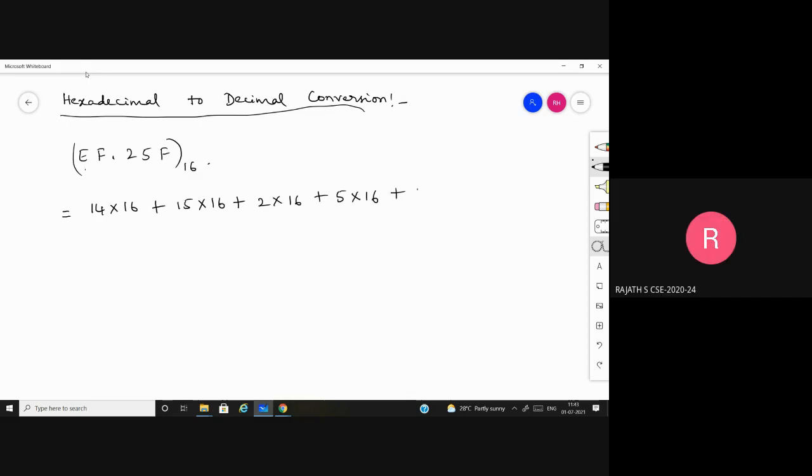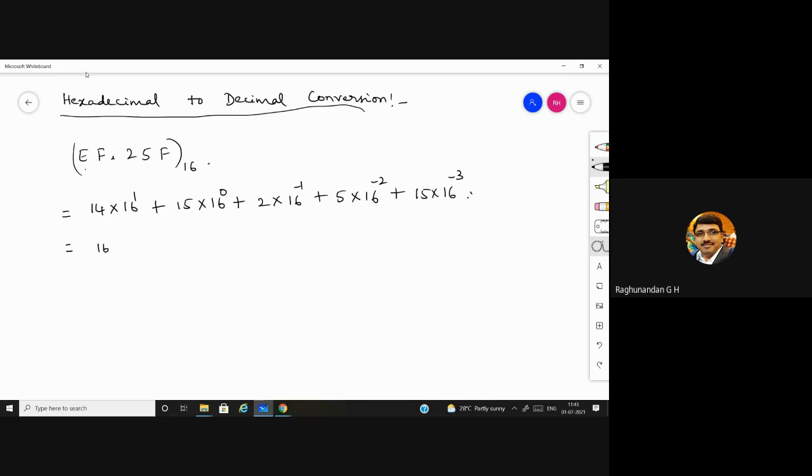Sir, 2 divided by 16, right, sir? No, whatever we did, that is decimal to binary conversion, where you have to divide. Now we are converting into decimal. Anything which you want to convert to decimal, you need to follow this step. 15 into 16. So starting from this, the powers are 0, 1, then minus 1, minus 2, minus 3.